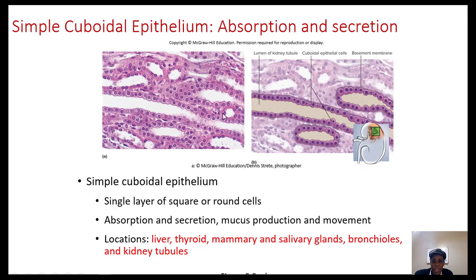What about cuboidal epithelium? The size is like a cube. They allow absorption and secretion. What do they absorb? When you have filtration in the kidney, something's going out to suck out all the nutrients and to produce the waste. It has to be absorbed, and it has to secrete. It has to hold things and secrete them. That's why the simple cuboidal epithelium function is mainly absorption and secretion. You find them in the liver and the thyroid, in the mammary and salivary gland, bronchial and kidney tubule. So the kidney filtration, secretion, and absorption happen through the simple cuboidal epithelium.